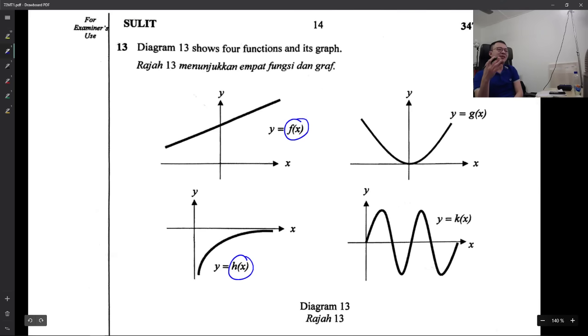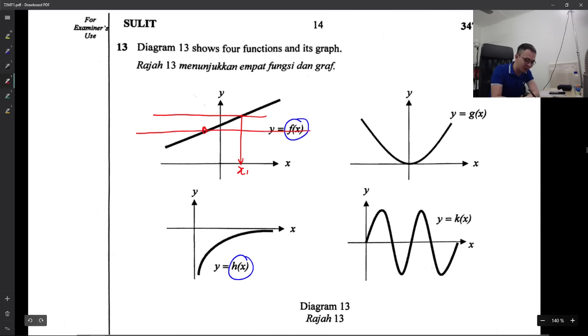Okay, just in case some students do not know what is the meaning of one-to-one, it's like no matter how you draw a horizontal line, you can only touch one value only. You see, I only touch one value here, which is x1. So no matter how I draw my horizontal line, I only touch one value only. That means one y value, I mean y2 leads to x2, y1 leads to x1. This one we call one-to-one function.